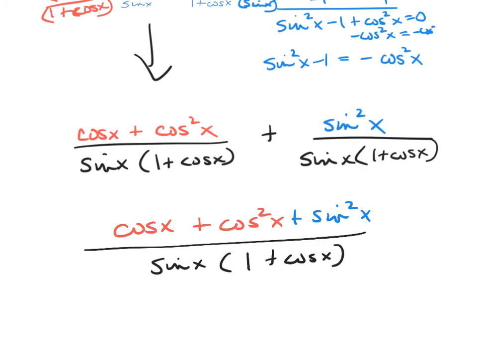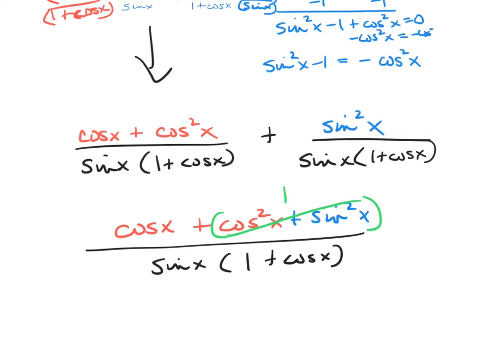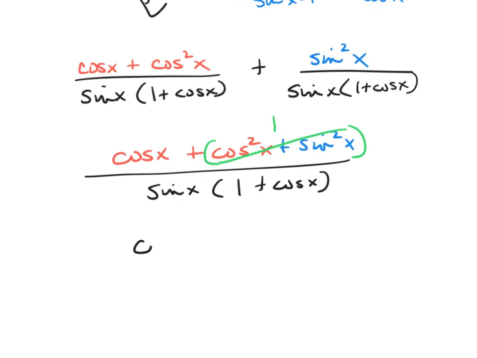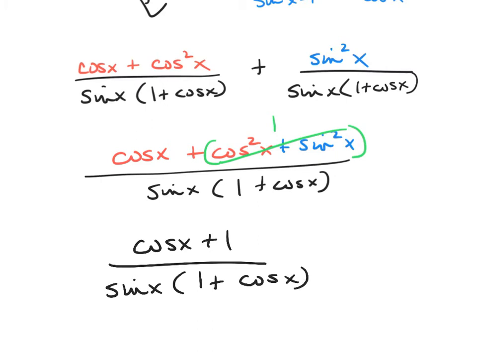If not, it may help me to distribute it. Notice in my numerator, if I add these two terms together, this is the Pythagorean identity that sine squared x plus cosine squared x equals 1. So I'm going to change this to a 1. And now I'm left with cosine x plus 1 in the numerator, and then the denominator has sine x, and then 1 plus cosine x.